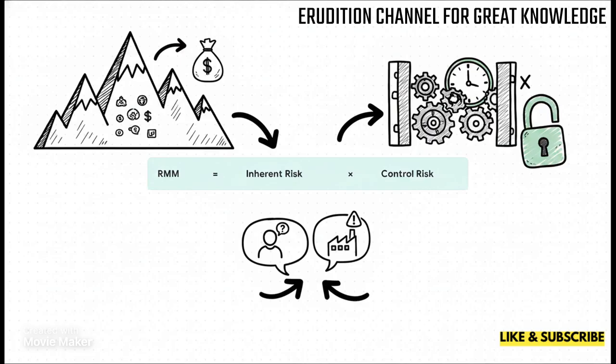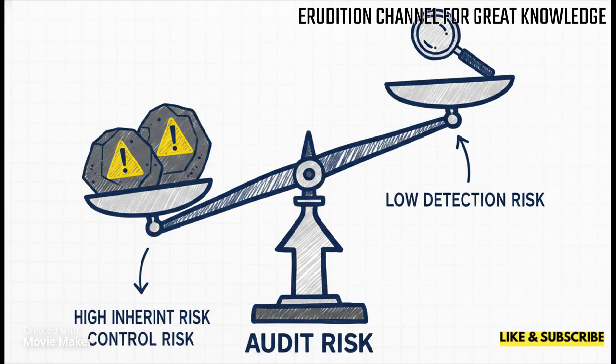Let's zoom in on that first half for a second. The risk of material misstatement actually splits into two subcomponents, inherent risk and control risk. Inherent risk is just the raw susceptibility of an assertion to be misstated. Control risk is the risk that the company's internal controls fail to prevent or detect that misstatement. Now remember, both of these are the client's risks. They exist entirely independently of the audit. Putting all those pieces together gives us the ultimate formula you absolutely have to know for the exam. Audit risk equals inherent risk times control risk times detection risk.